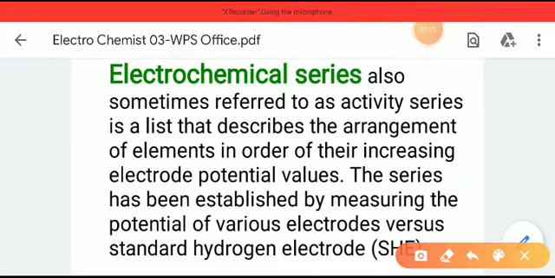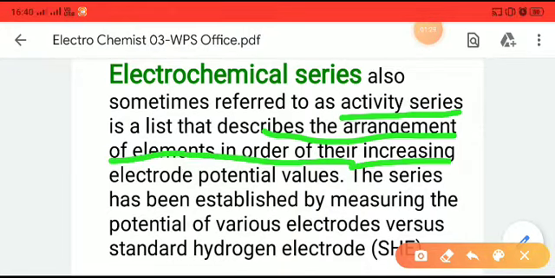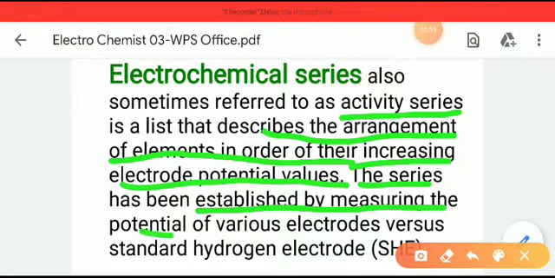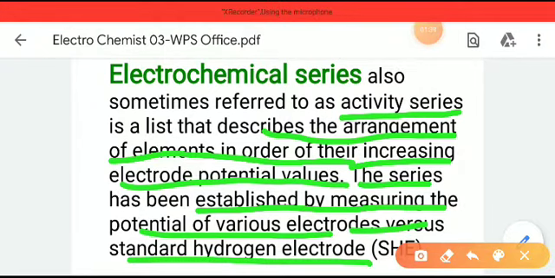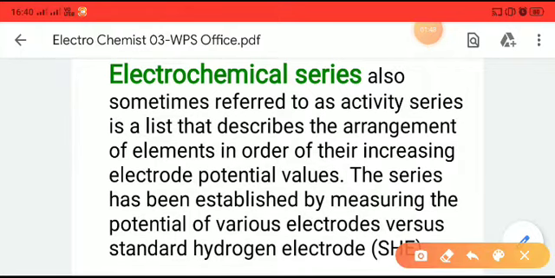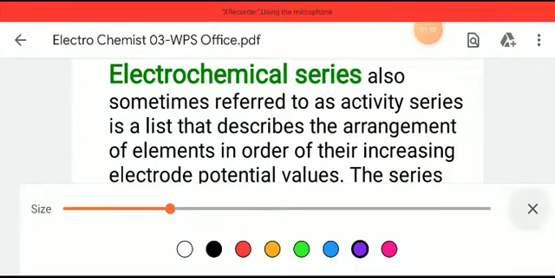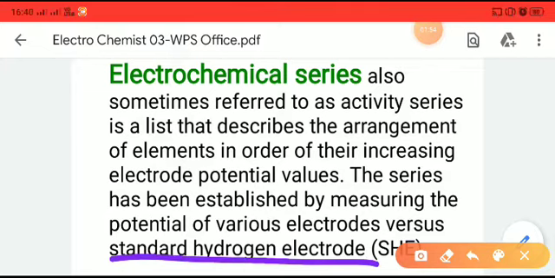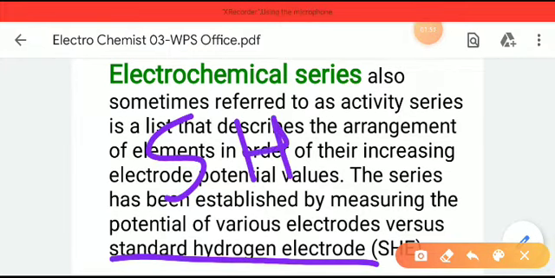So the electrochemical series is also known as the activity series. It describes the arrangement of elements in order of their increasing electrode potential values, and this series has been established by measuring the potential of various electrodes versus the standard hydrogen electrode, that is called the standard hydrogen electrode.